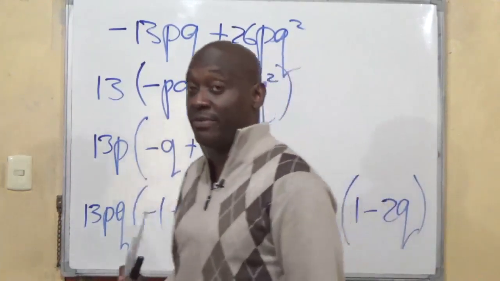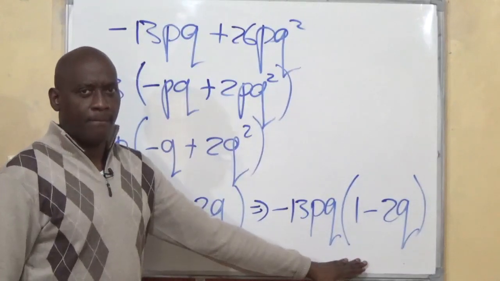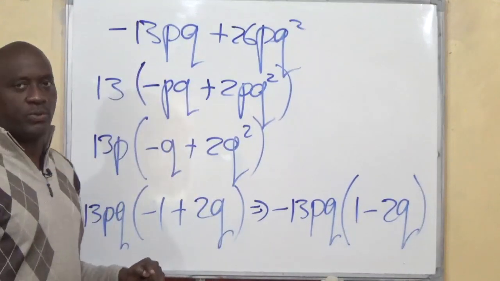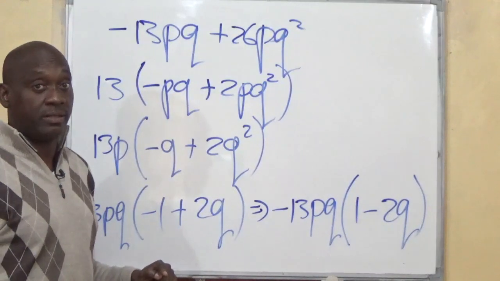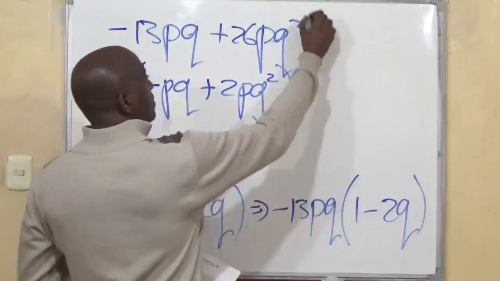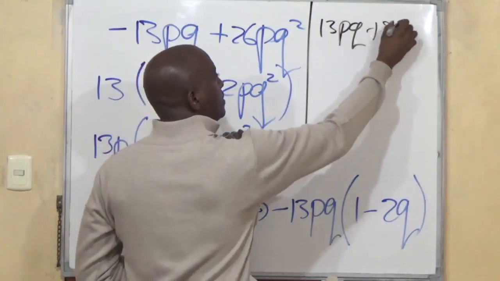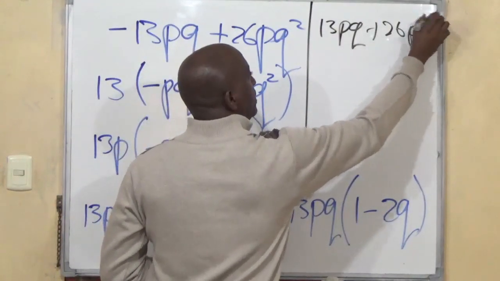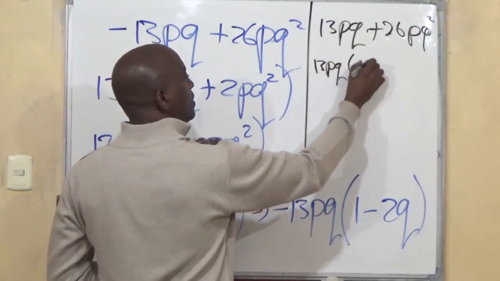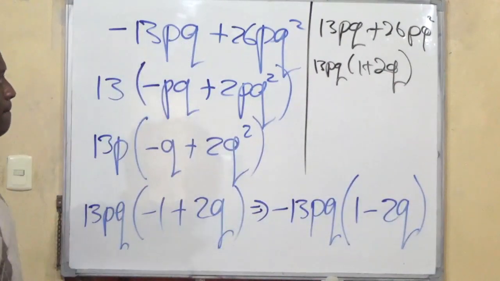So you see how different the answer looks for this as opposed to when it was 13pq plus 26pq squared. Watch it. When it was 13pq plus 26pq squared, the answer was 13pq into 1 plus 2q.